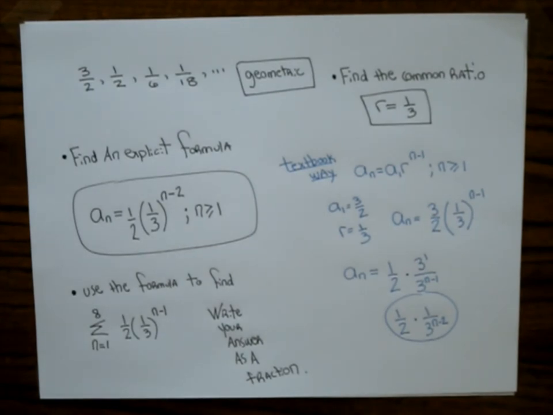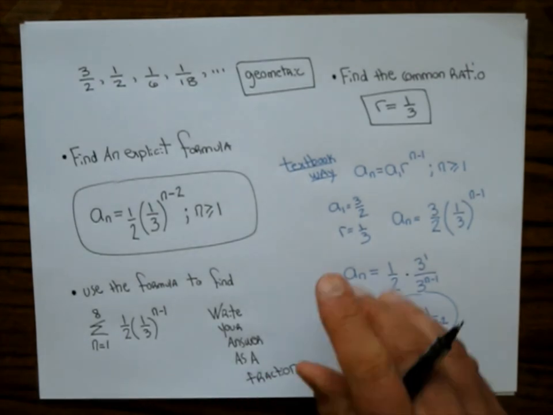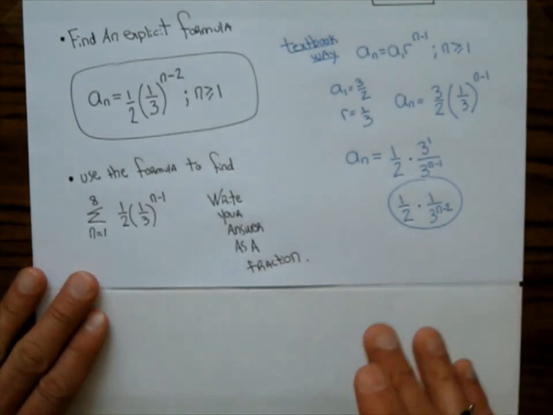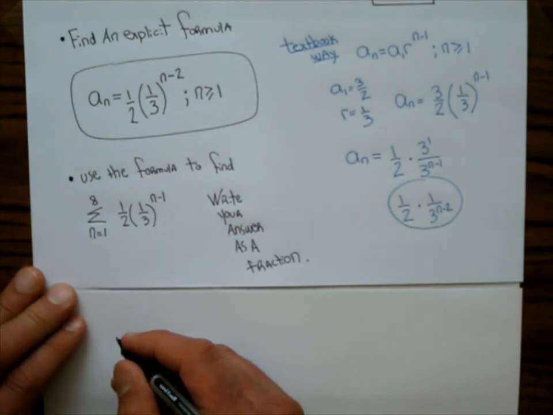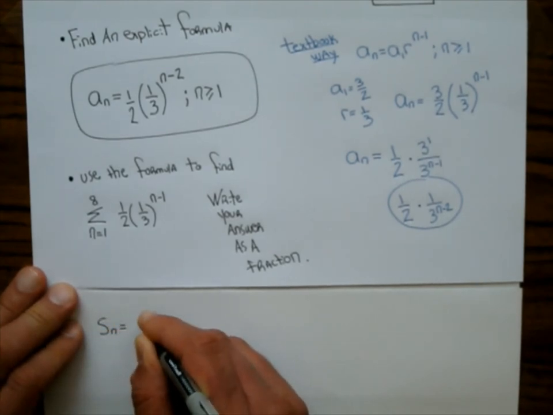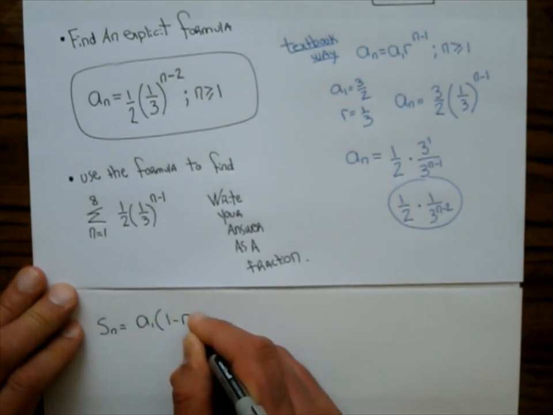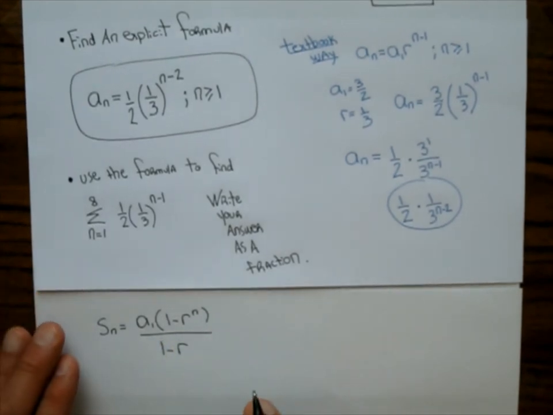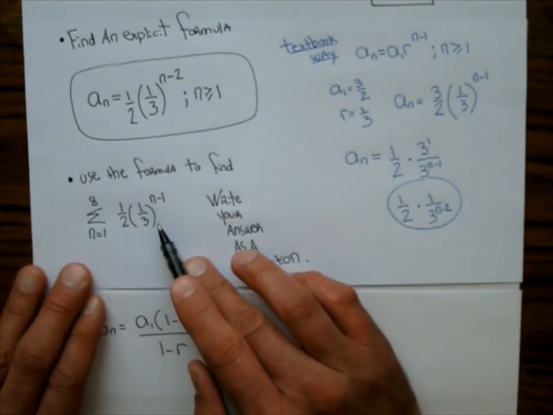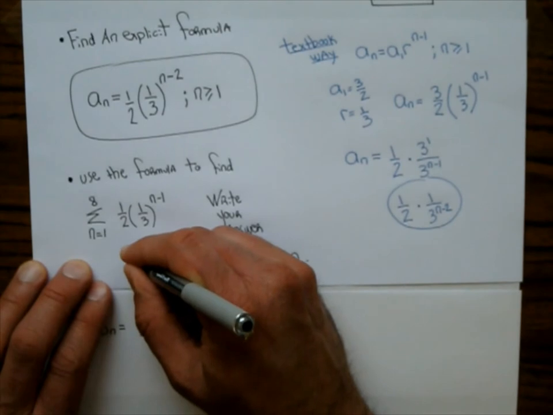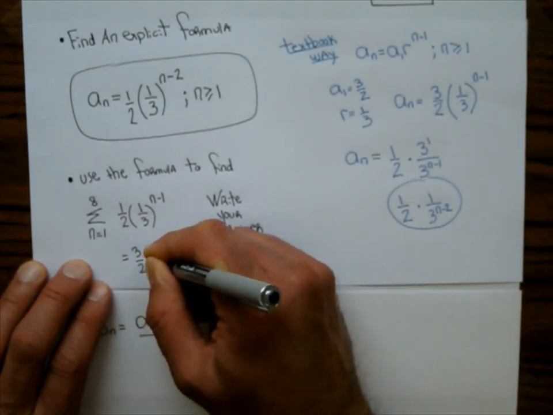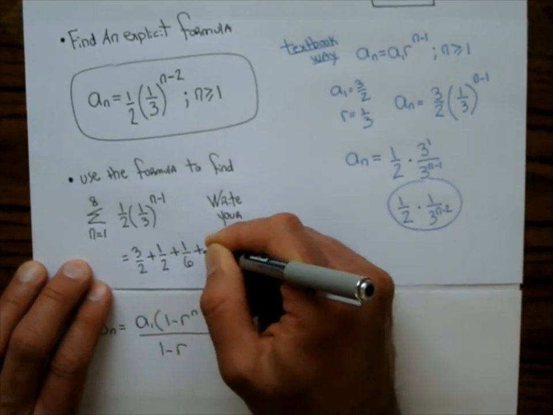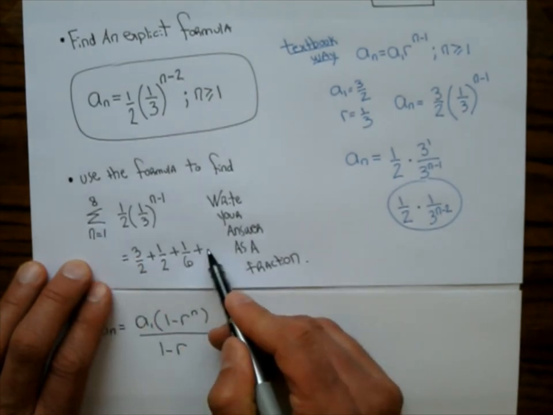There is a formula that we derived. So now this is going a little into 9.2, which is the sum of geometric series. And the formula, I believe, goes like this. S sub n is a 1, 1 minus r to the n, all over 1 minus r. Now we can write out a few of these terms, and if you did, you would end up getting 3 halves plus 1 half plus 1 sixth, and that would go for 8 terms.